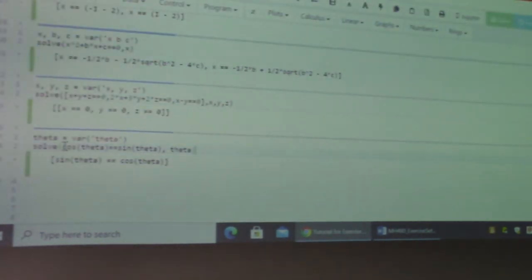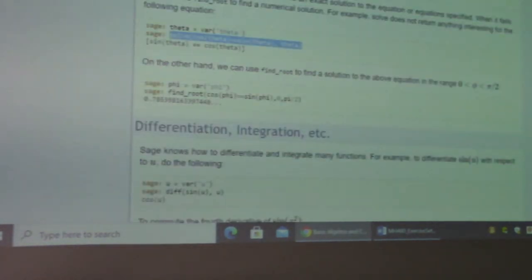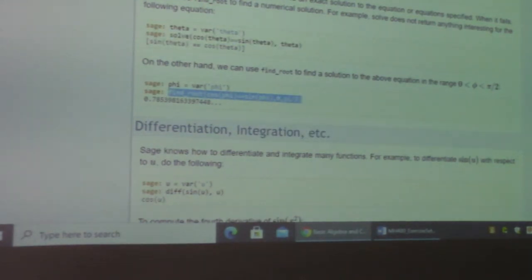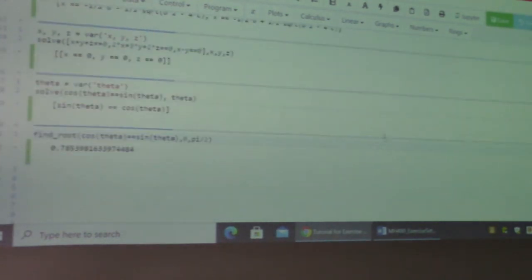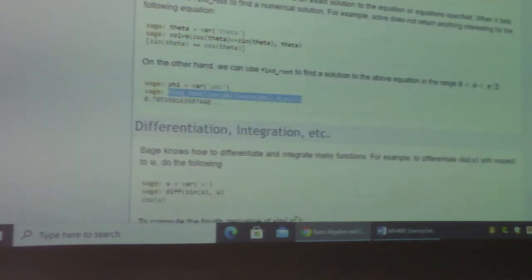So if we do, I'm going to do theta instead of phi. I don't know why I changed theta to phi. Of course. So that's pi over 4. That's where sine theta is equal to cosine theta. Yeah. Okay.